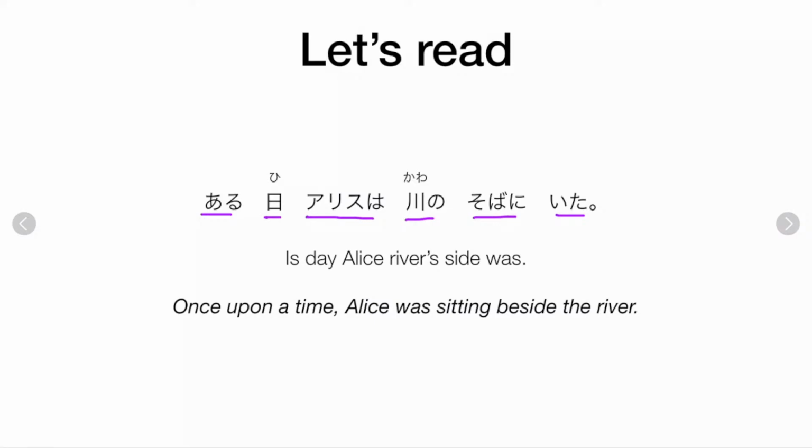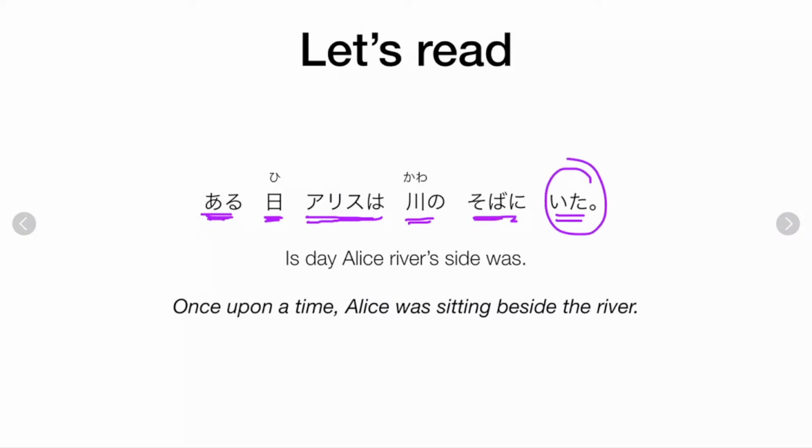Okay? Aru is to be. Hi is day. So, a day is. There is a day. We talked about using a verb as an adjective by putting it in front of the noun. So, if you say hi ga aru, there is a day, then aru hi would be a day that is. And that's their way of saying once upon a time. So, aru hi, Alice wa, speaking of Alice, kawa no soba ni ita.